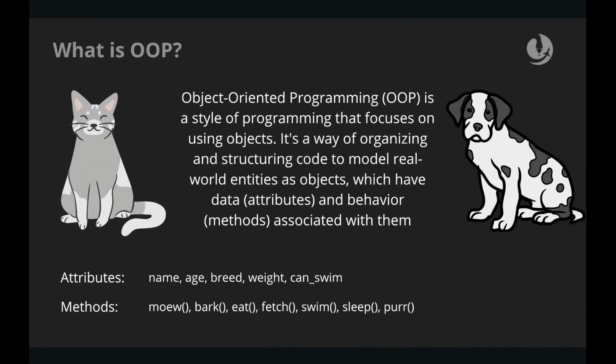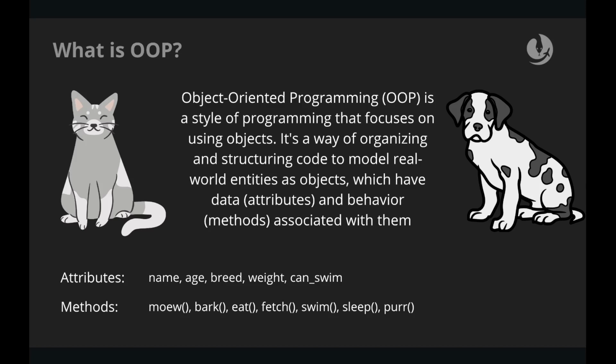So what is exactly OOP? In simple terms, OOP stands for Object-Oriented Programming, and it's a style of programming that focuses on using objects. It's a way of organizing and structuring our code to model real-world entities as objects, which can have data, so-known attributes, and behaviors, so-known methods, which are associated with them.